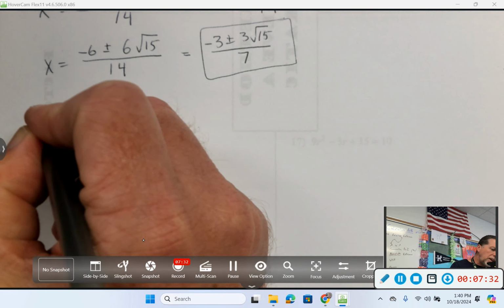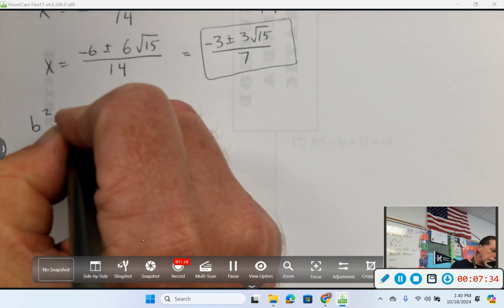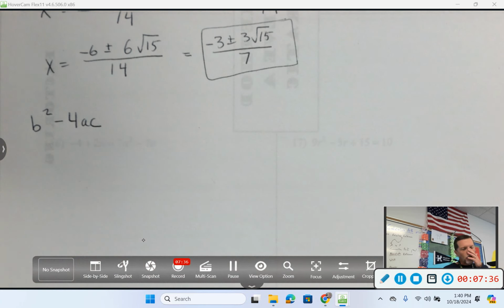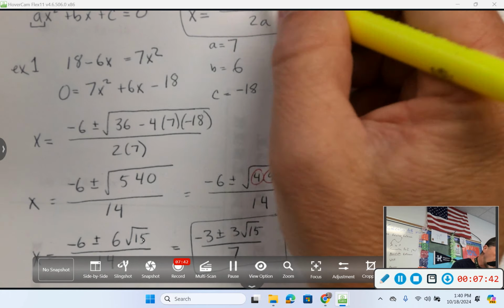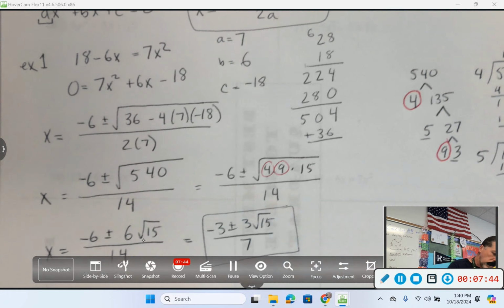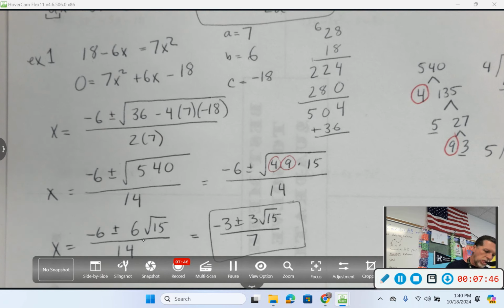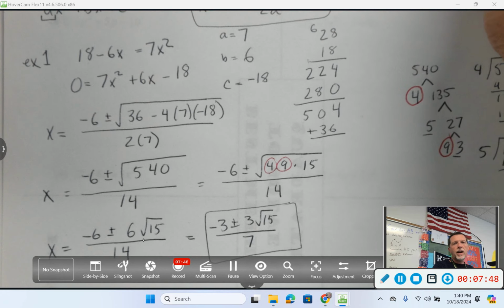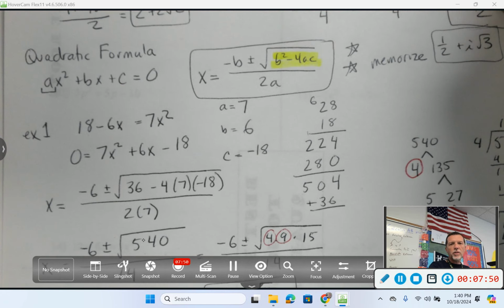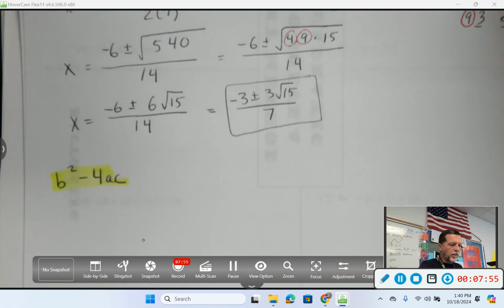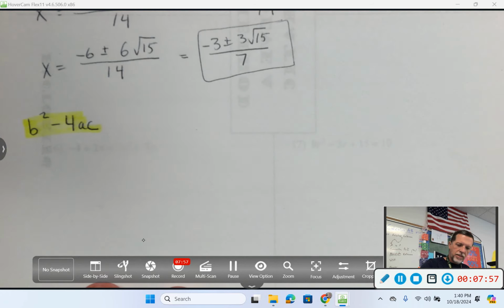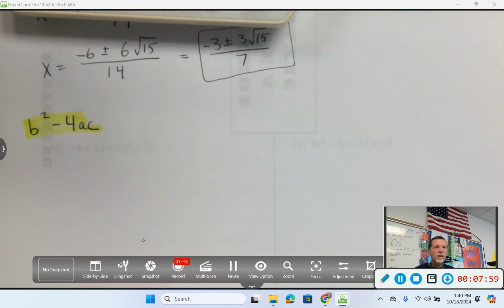One more piece of the formula that's important is the b squared minus 4ac part. Highlighted and didn't show either one. There's b squared minus 4ac. There it is in the whole formula. I just want to kind of call that out and look at it because that controls some things.